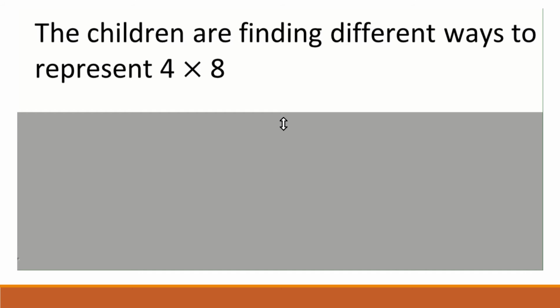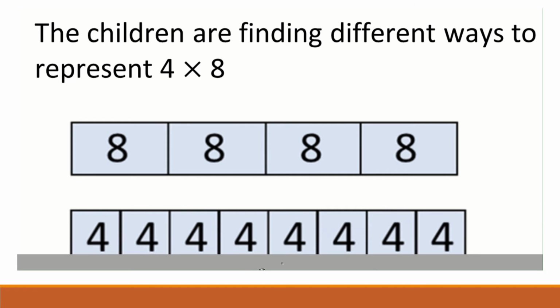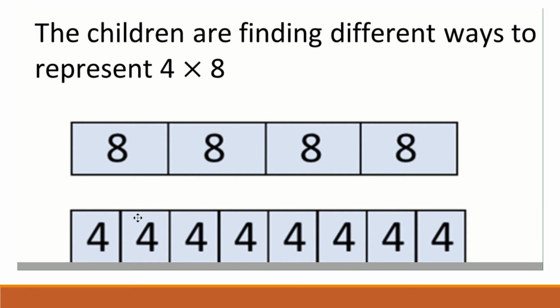We can also use bar models to represent 4 times 8. Here you can see we have a bar with 4 parts, 8 in each part. So 4 times 8. We can also represent using 8 groups of 4 in each part. So we can still represent 4 times 8 using our number bars too.